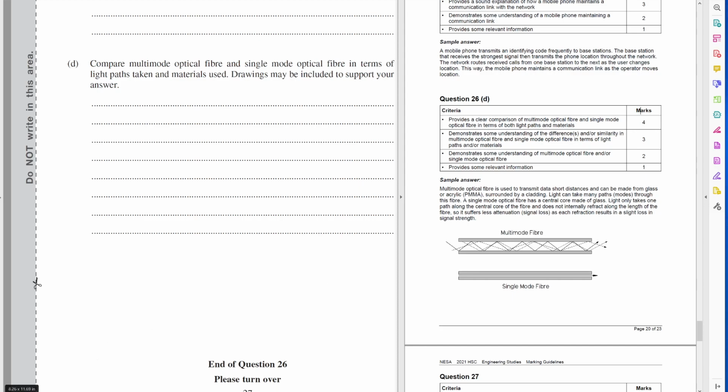Do I want to go to my notes? Anyway, look, we're going to run with the HSC answer. I would have done it as curves, but multi-mode optical fiber is used to transmit light short distances, made from glass or acrylic surrounded by cladding. Light can take many paths. A single mode, on the other hand, is made of a core of glass. It only takes 1 path. It does not refract, and in doing so, it has less signal loss. Yeah, okay. It doesn't talk about signal bandwidth, but that's okay.